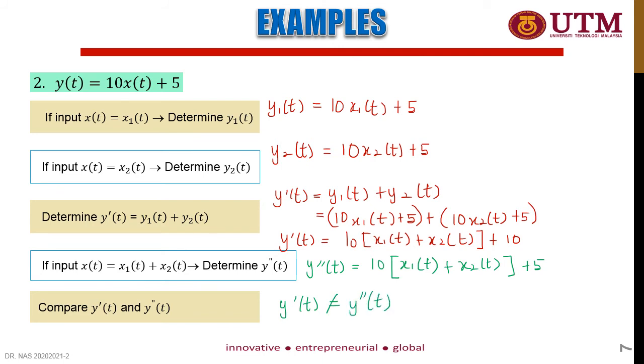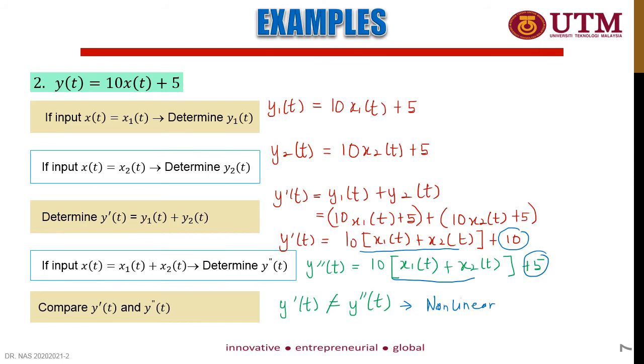Why is it not equal? Because you may notice it's the same in this part, but at the end, in y prime(t) you have plus 10, but in y double prime(t) you have plus 5. So the system is non-linear.